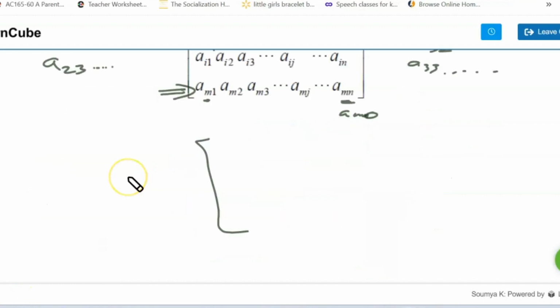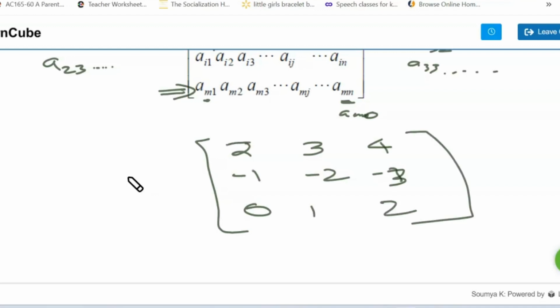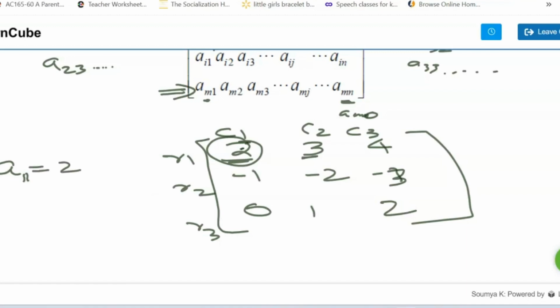Here you have a matrix like this: 2 3 4, minus 1 minus 2 minus 3, 0 1 2. So how can you represent this first element? This is first row, first column. So this 2 will be represented like this: A11 is equal to 2. This element 3 will be represented as A1 of 2, first row's second element.